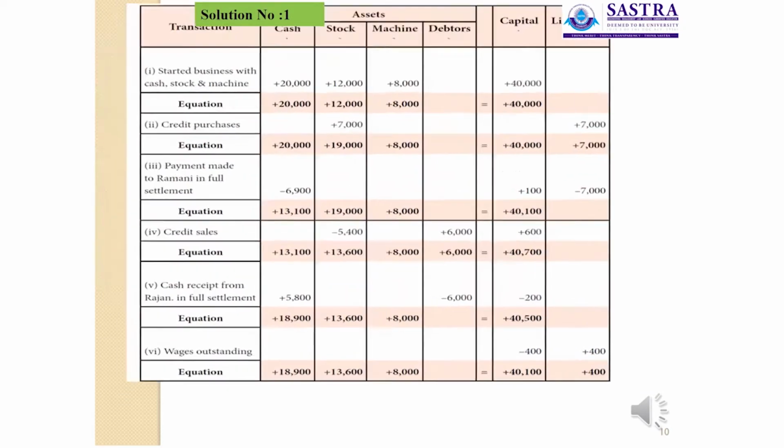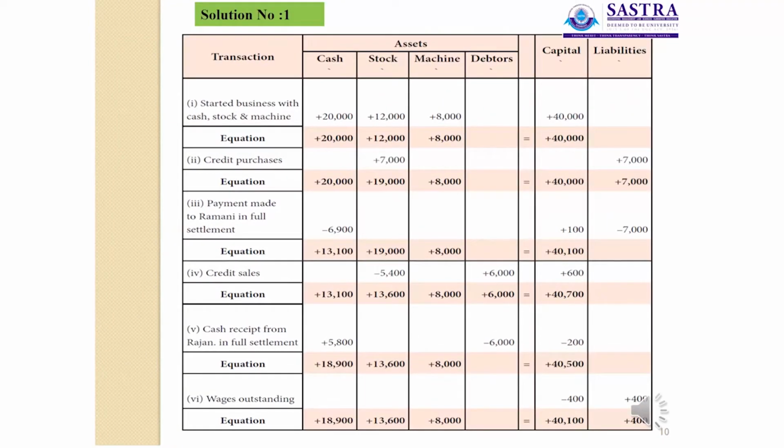Let us see the solution for this problem. Here the first one is started business with cash, stock and machine. So what are the accounts involved here? One is cash account, stock account, machine account, and another one is capital account. So we have to provide the column for cash account, stock account, machine account, and one more account here, debtors account. Then on the liability side, capital account plus liabilities.